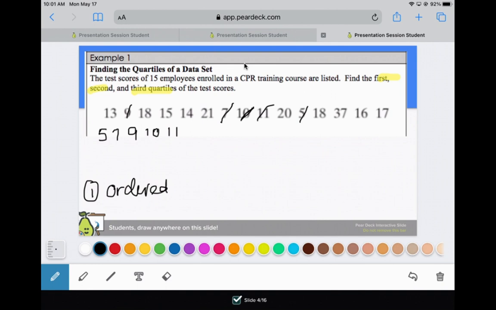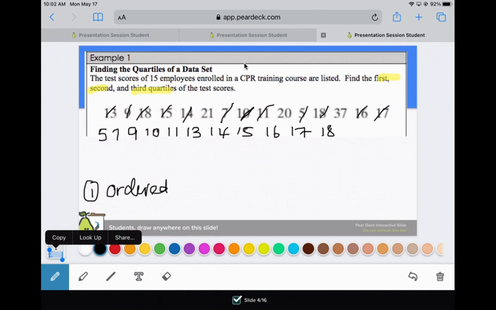And then what is the next one? 13. 14, and then 15. And then I have 16, 17. There are 2 18s. I'm going to list them out twice. Okay. So I list 18 out twice, and then I have 20, 21, and the last number is 37. Okay. So step number 1, I reorder my numbers from the least to greatest.